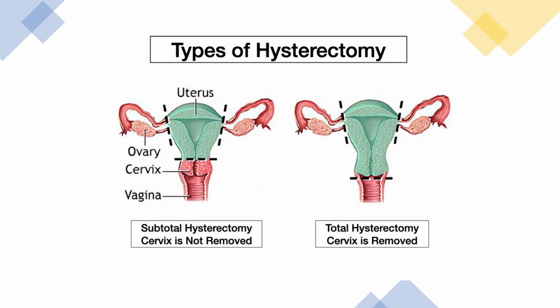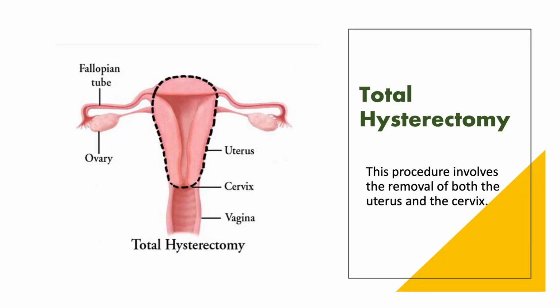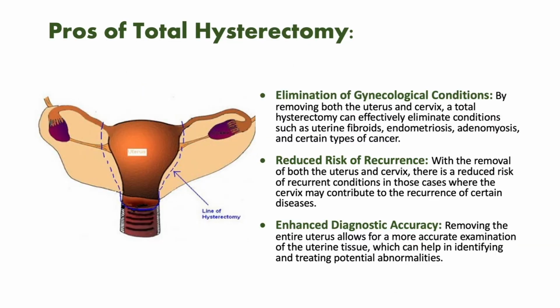Let's begin with total hysterectomy. This procedure involves the removal of both the uterus and the cervix. It's often the preferred choice for conditions such as cancerous or precancerous conditions, extensive endometriosis, multiple fibroids, and cases involving abnormal bleeding. Pros of total hysterectomy: elimination of gynecological conditions. By removing both the uterus and cervix, a total hysterectomy can effectively eliminate conditions such as uterine fibroids, endometriosis, adenomyosis, and certain types of cancer.